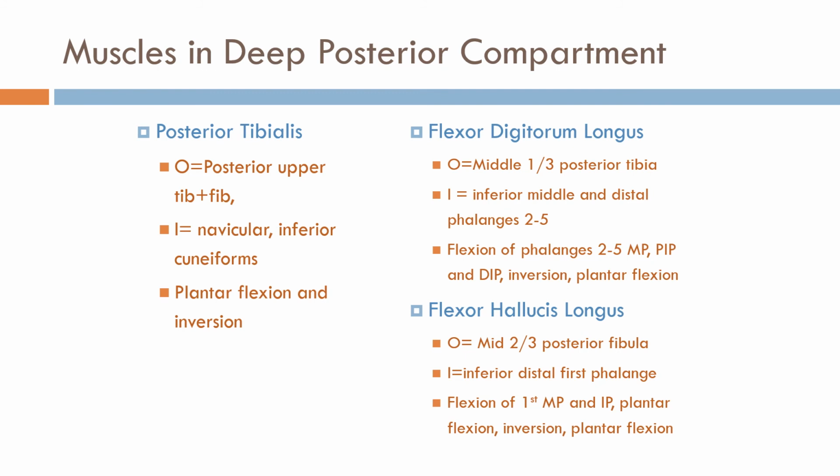And then here's the muscles in the deep posterior compartment. So you have the tibialis posterior, the flexor digitorum longus, and the flexor hallucis longus. And you can see the origin and insertions on here. So the posterior tibialis is going to plantar flex and invert. The flexor digitorum longus is going to do flexion of the second through fifth MP, PIP, and DIP. It's also going to contribute to inversion and plantar flexion. And then the flexor hallucis longus is going to flex the first MP and IP, and also assist with plantar flexion and inversion of the ankle.